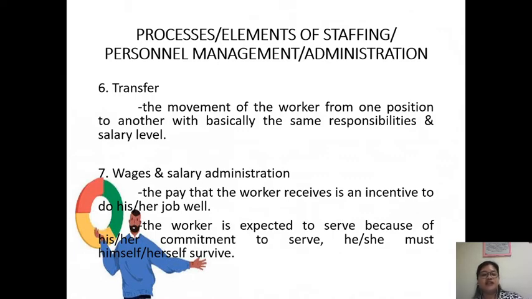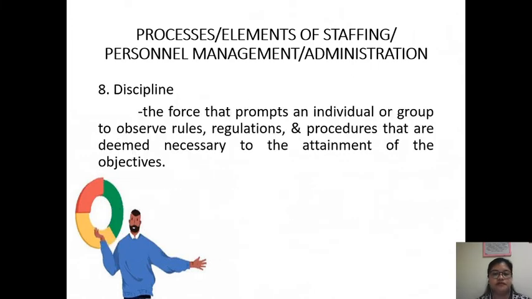Seven is wages and salary administration. The pay that the worker receives is an incentive to do his or her job well. The worker is expected to serve because of his or her commitment to serve, but he or she must also survive. So this is the conduit. Of course, the worker will serve, and the worker also needs to provide the needs of his family. So that is why it is a win-win situation.